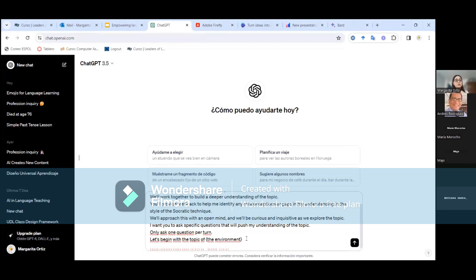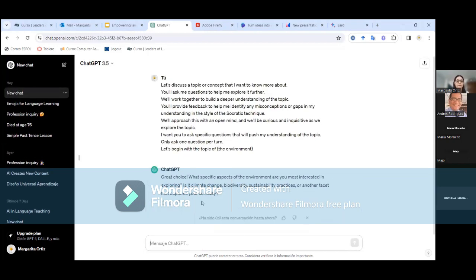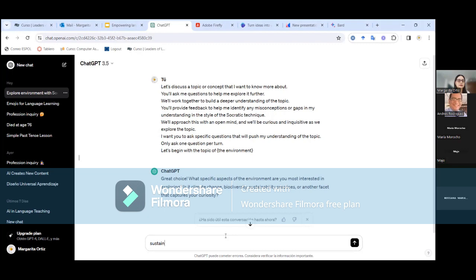And this is the student doing the activity. So now we're going to interact. I am the student who is going to reinforce what I learned about the environment. So it says, what aspects of the environment are you most interested in exploring? Is it climate change, biodiversity? And I would say, okay, sustainability practices.